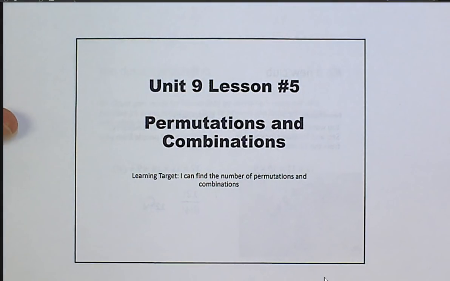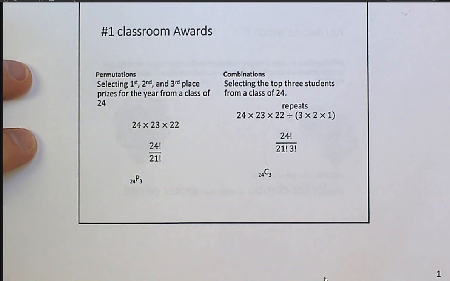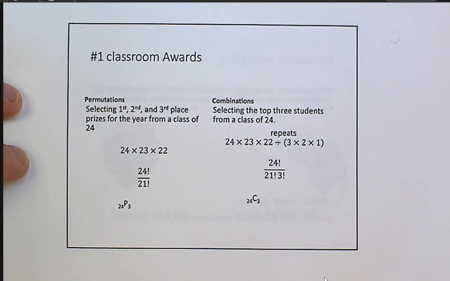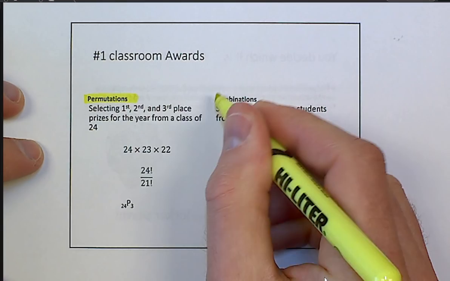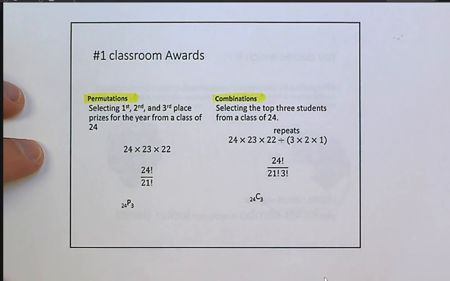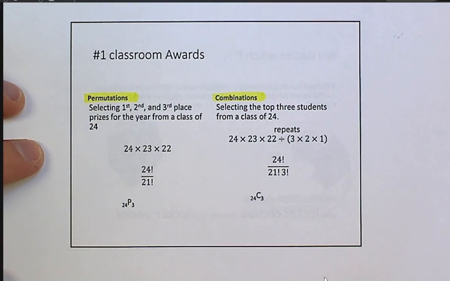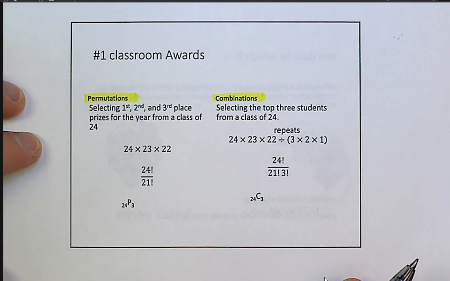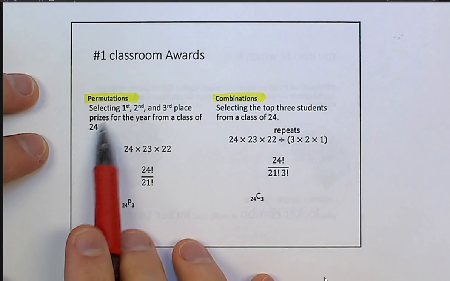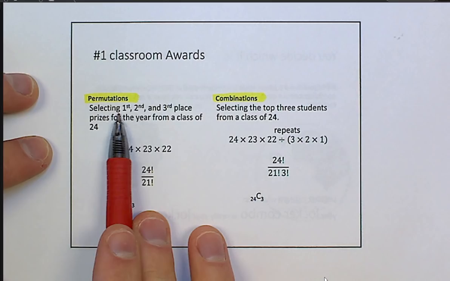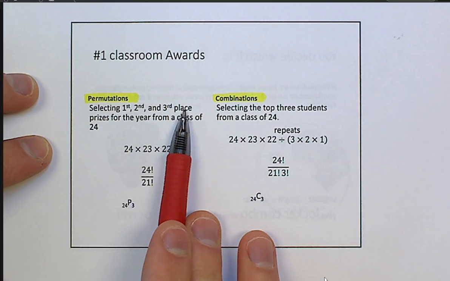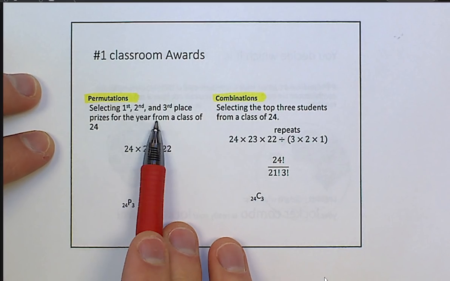So let's just jump right into it. We have two examples here. We have an example involving permutations, and we have an example involving combinations. You can see the work that's there already, but let's talk about what you see and see if it makes sense to you. So in this first example, a permutation with classroom awards, you're selecting the first, second, and third place prize for the year from the class of 24.